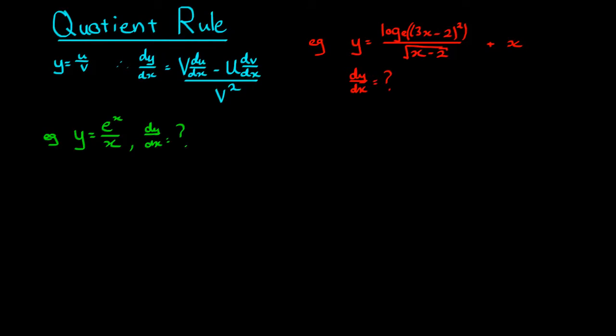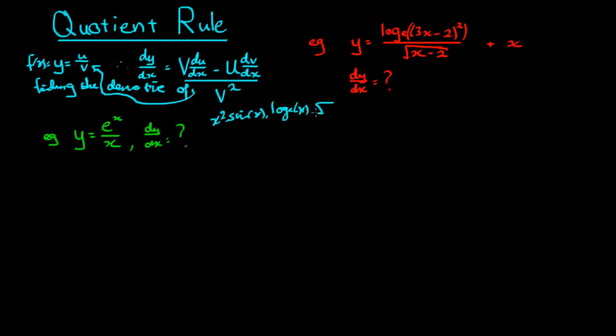The quotient rule is a way of finding the derivative of something that looks like that. Y, or f of x, is equal to u over v, where u and v are smaller functions that we can deal with easily, like e to the x, x squared, sine of x, log e of x, the square root of x. Any combination, or any of those functions with a combination of translations and dilations.